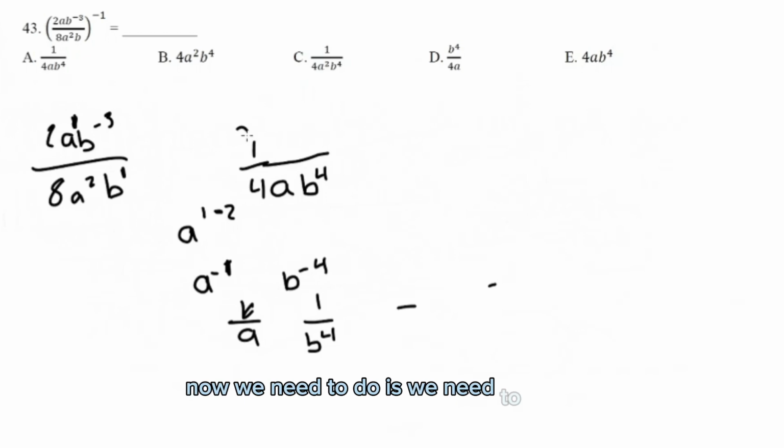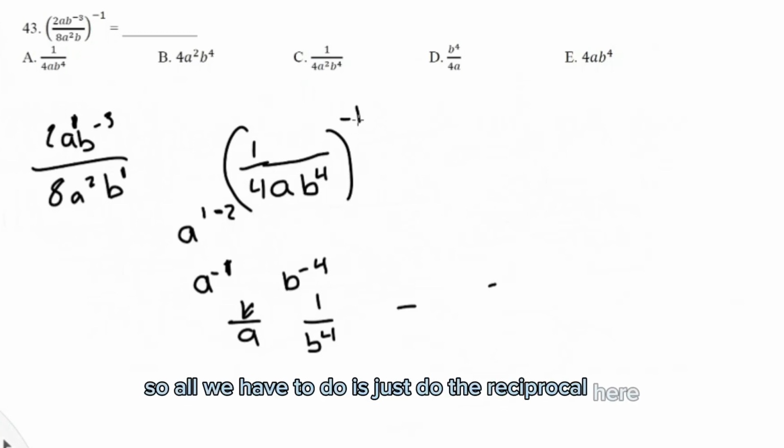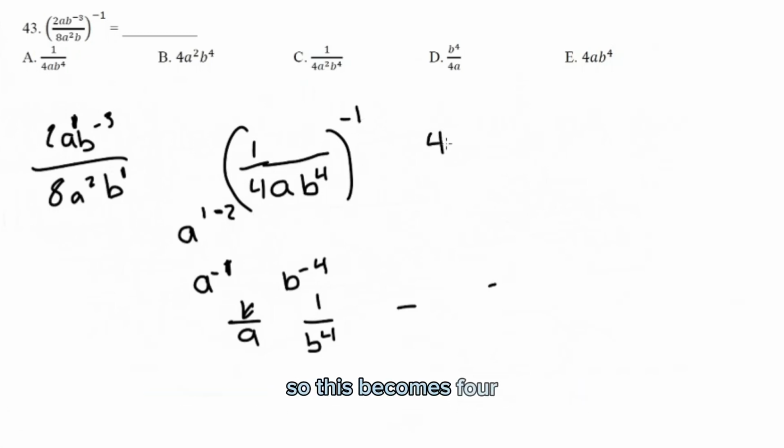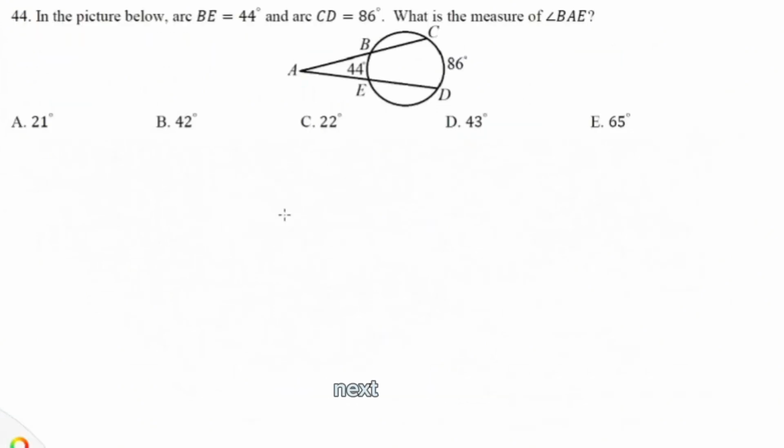Now what we need to do is we need to do that to the negative 1 exponent. As we saw earlier, the negative 1 exponent just means that we bring it to the bottom. But if we already have something on the bottom, what do we do? So all we have to do is just do the reciprocal here. So this becomes 4ab to the power of 4 divided by 1, which is still just 4ab power 4. And that's your answer.